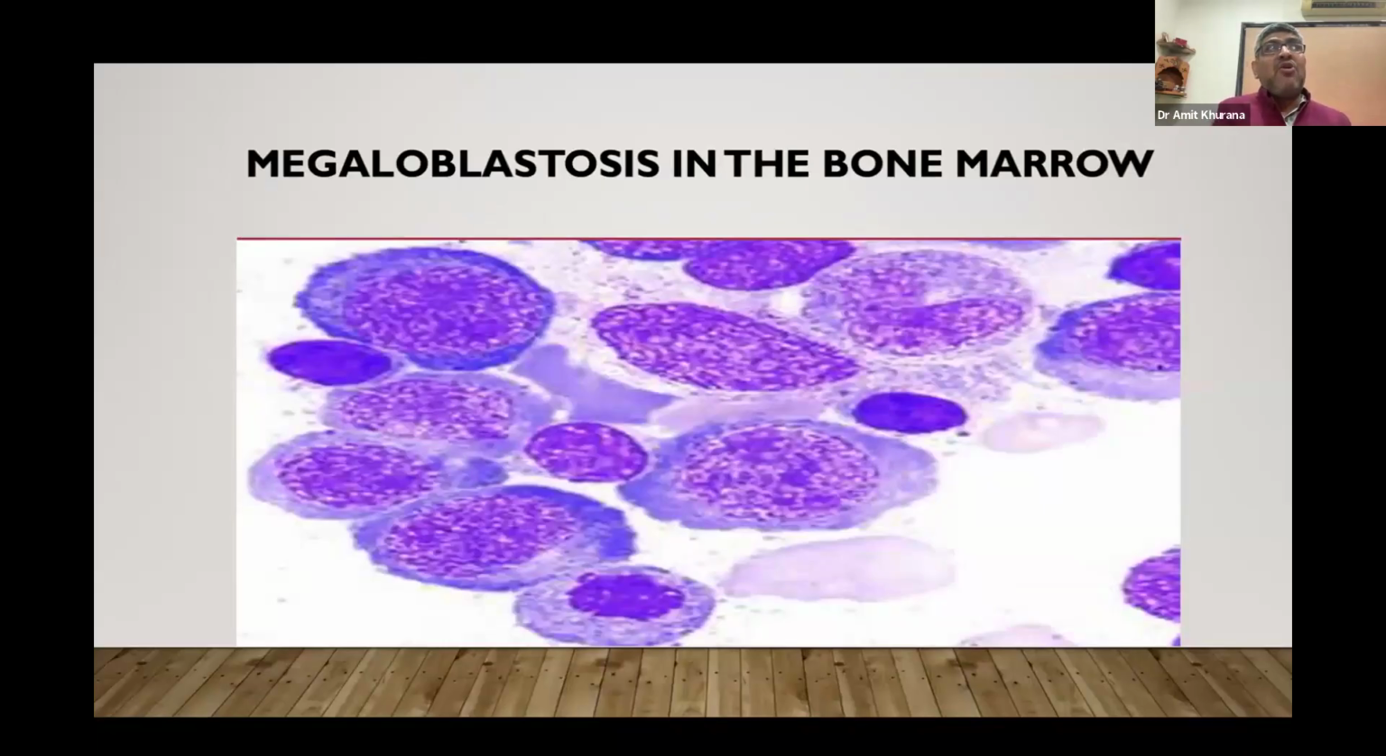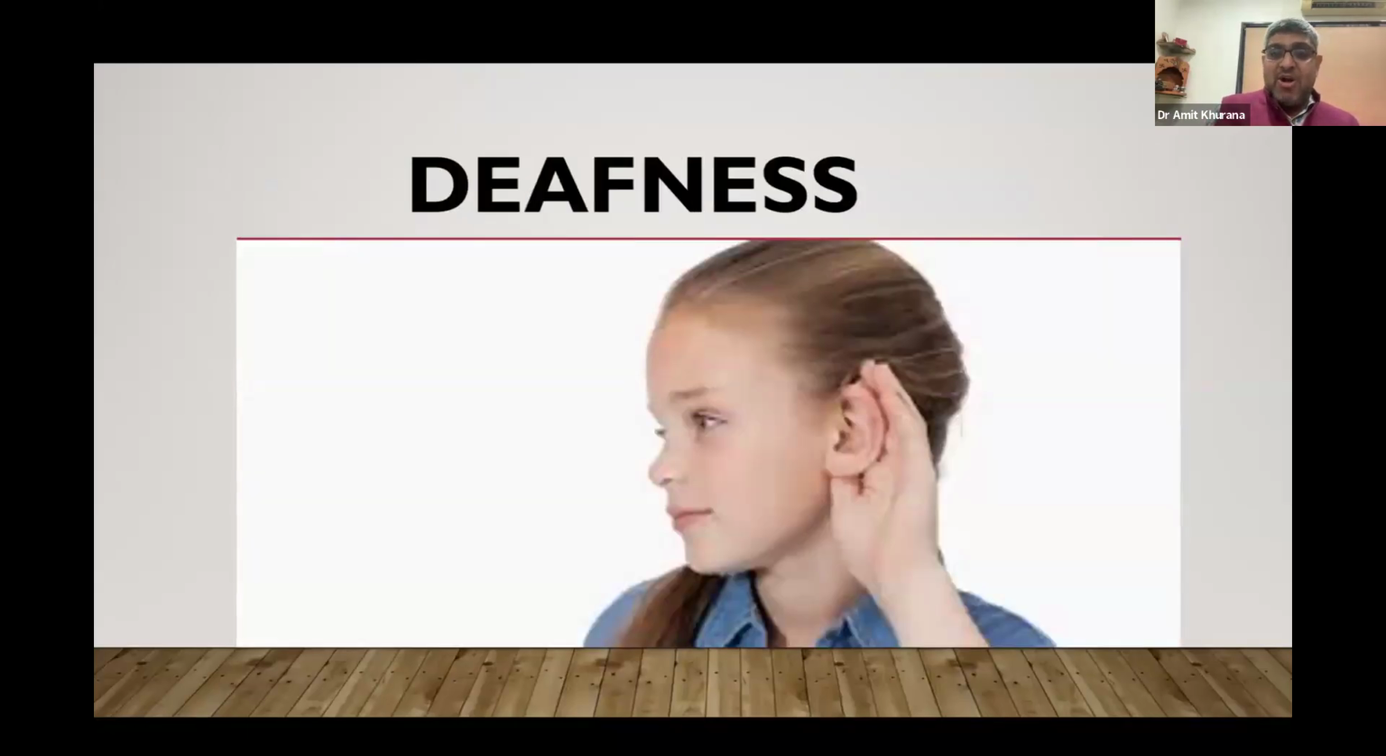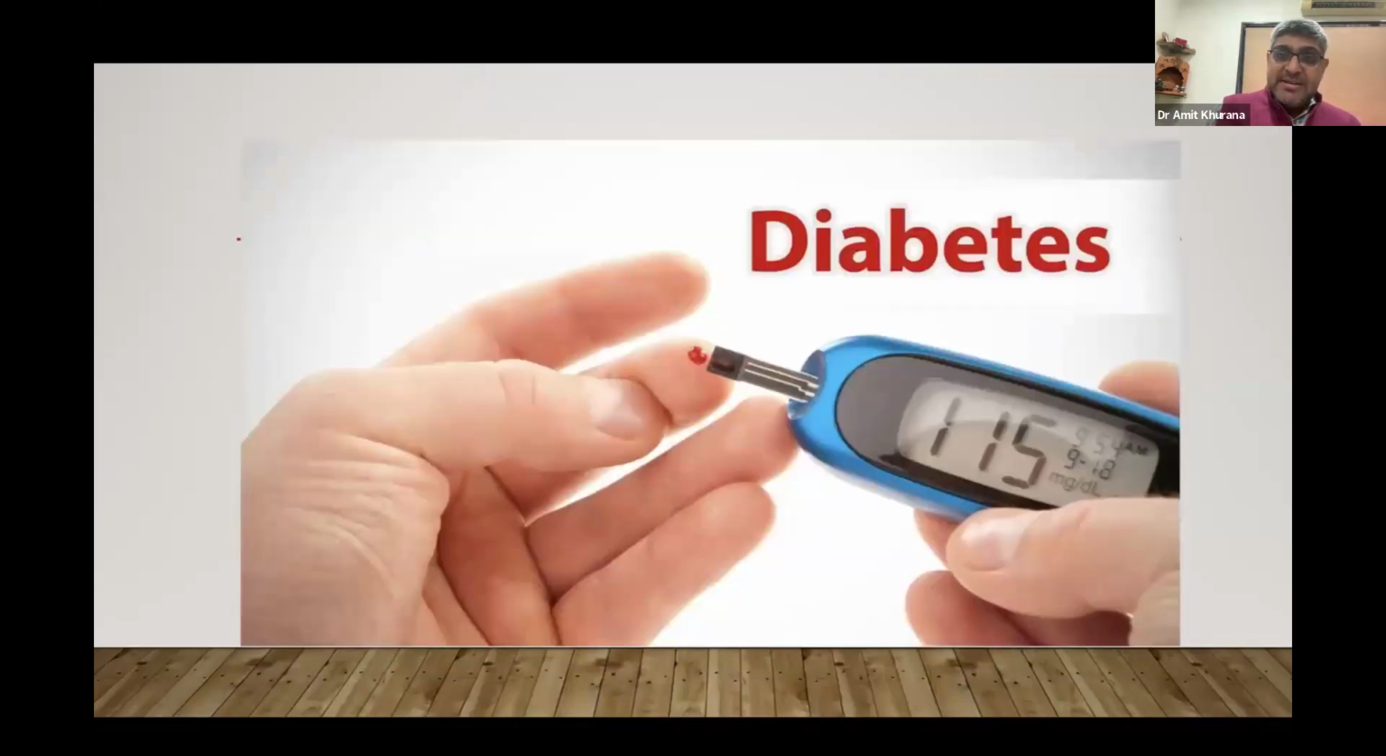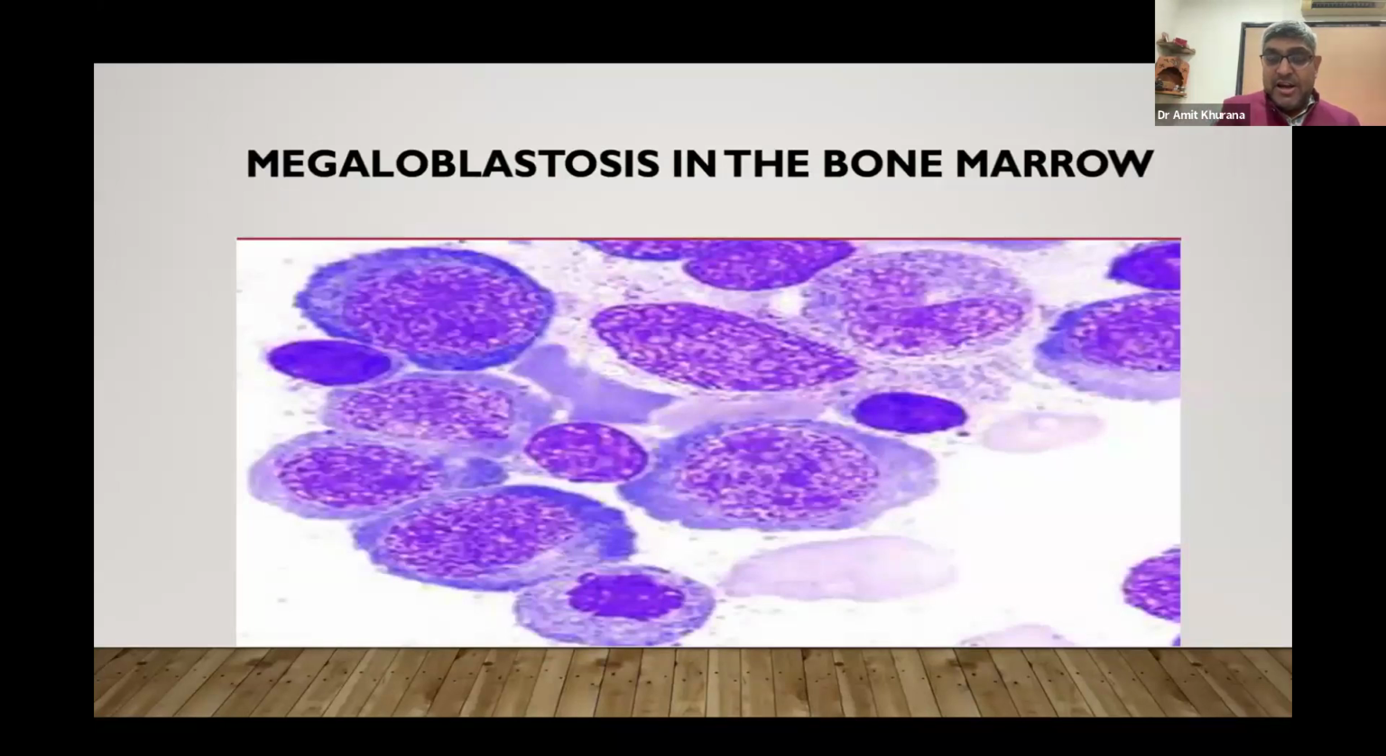What is not a feature of thymine responsive megaloblastic anemia? These are the triad of it. You get megaloblastic anemia along with diabetes, along with deafness, and very important, in the bone marrow, you will see exactly the same picture as in the case of B12 deficiency. You will get hypercellular marrow, you get erythroid hyperplasia, you will also get megaloblastosis, you will get giant metamyelocytes, giant myelocytes, giant band forms. But this is not B12 deficiency. This is thymine responsive megaloblastic anemia, where the picture is very clear cut with deafness and with diabetes.